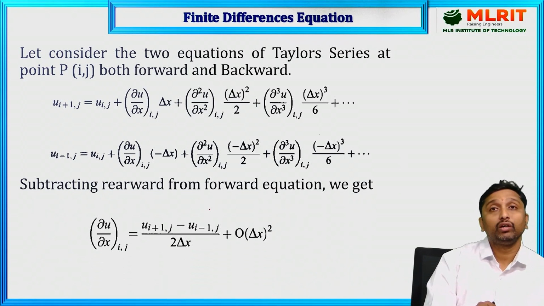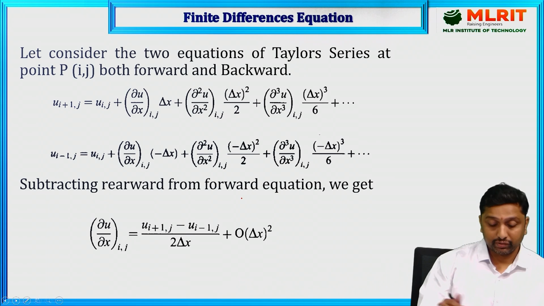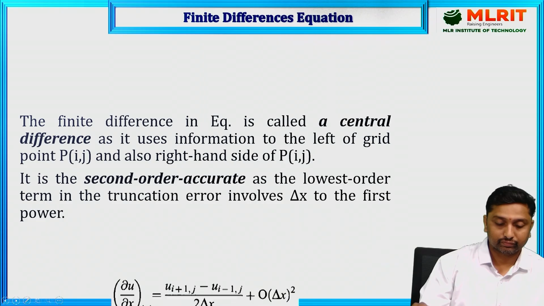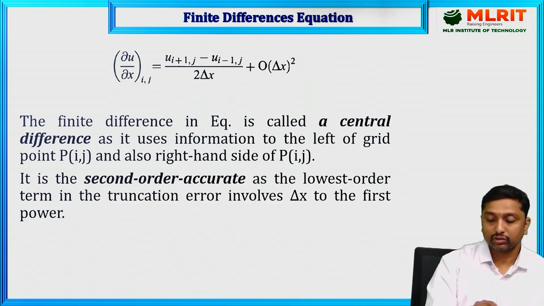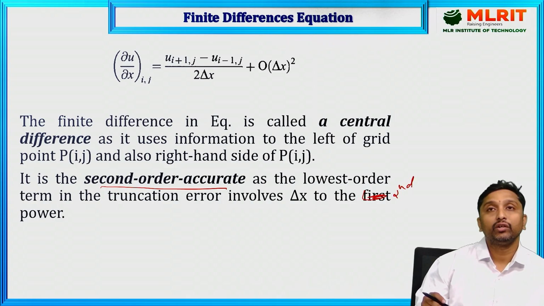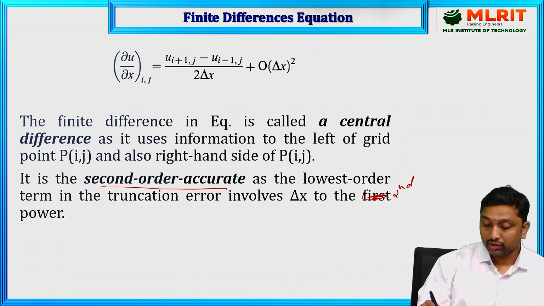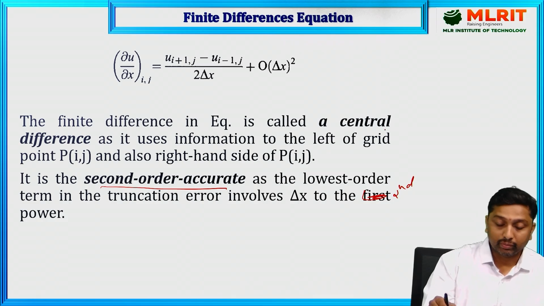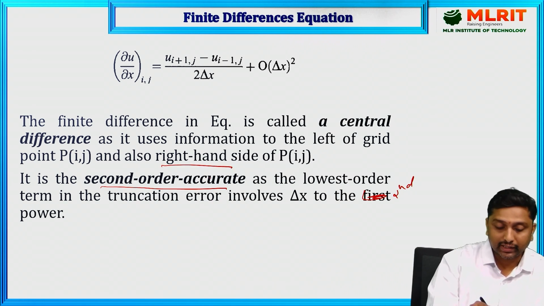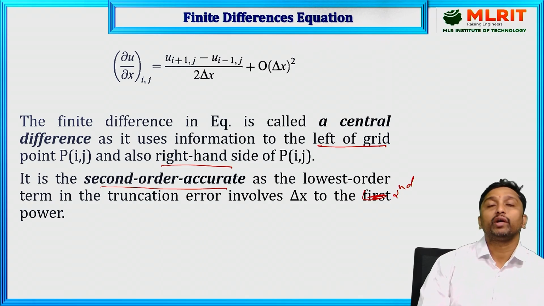So subtracting the rearward from the forward equation, we'll get this. So the order of accuracy, as I just mentioned, is 2, which is called second order of accuracy. Small change, guys: this is to be Δx to the second power, so it has to be second order accuracy, and this will be the central difference equation, since we are using both right hand side as well as left hand side of the point P on the grid.